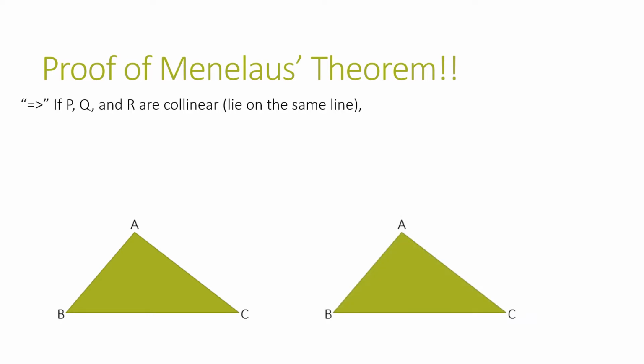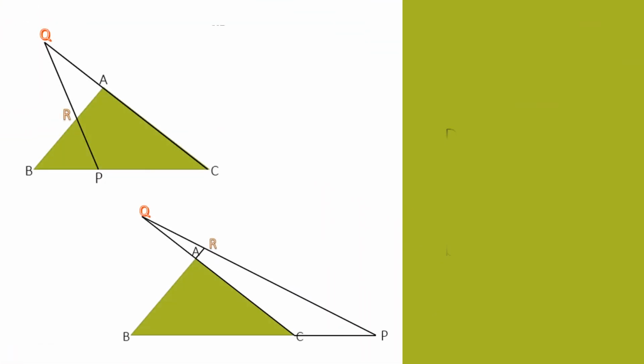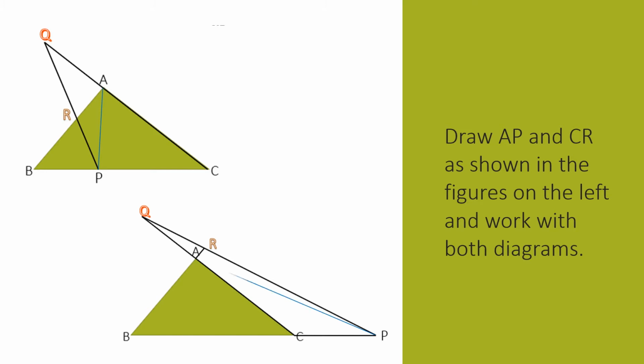It says, if P, Q, and R are collinear, meaning that they lie on the same line, then an even number of them lie on segments BC, CA, and AB. And our Chevian product is equal to 1. Now draw AP and CR as shown in the figures on the left and work with both diagrams.